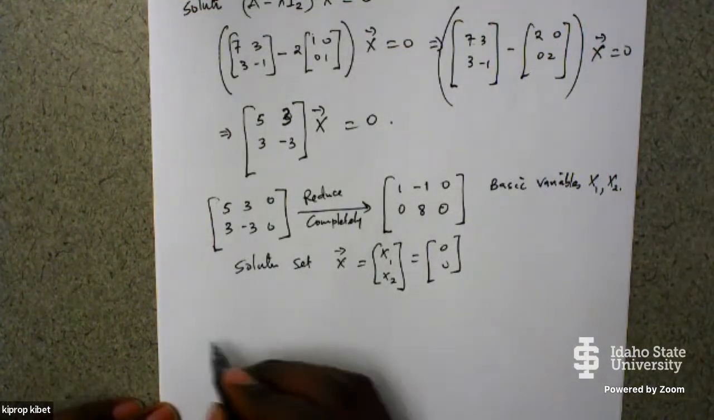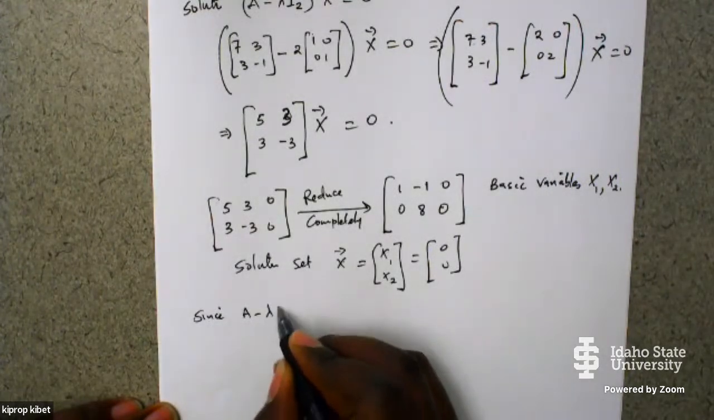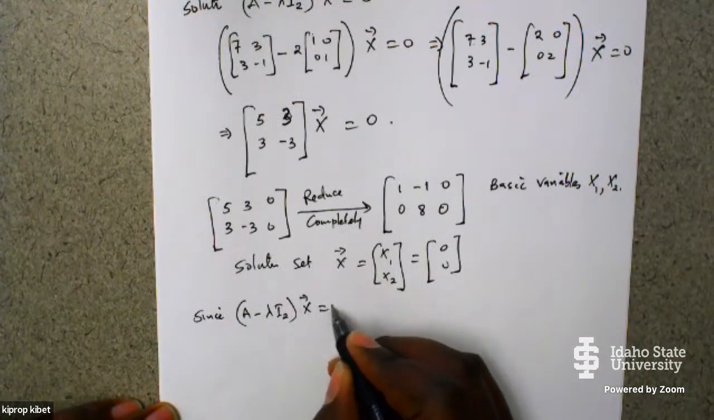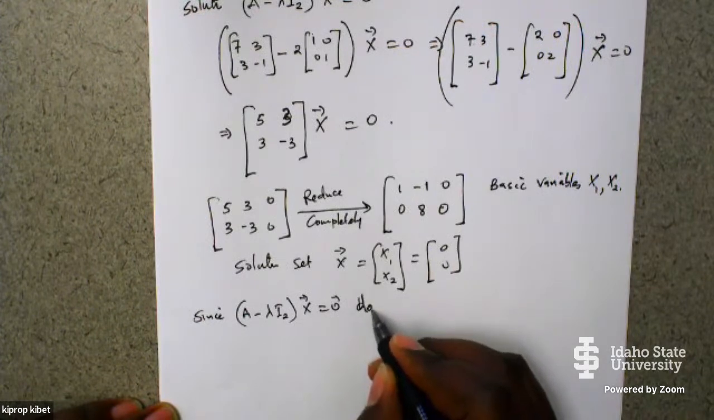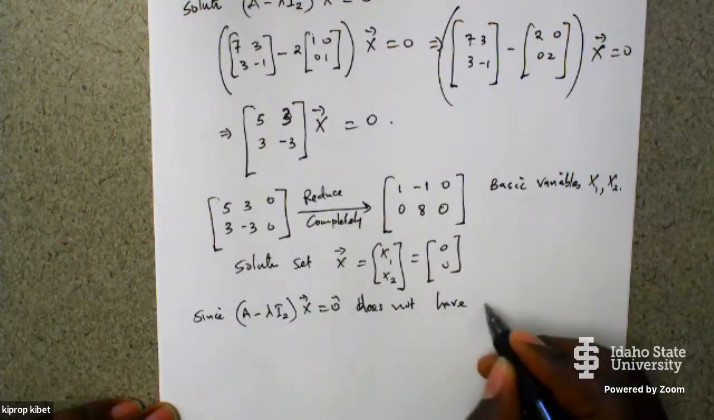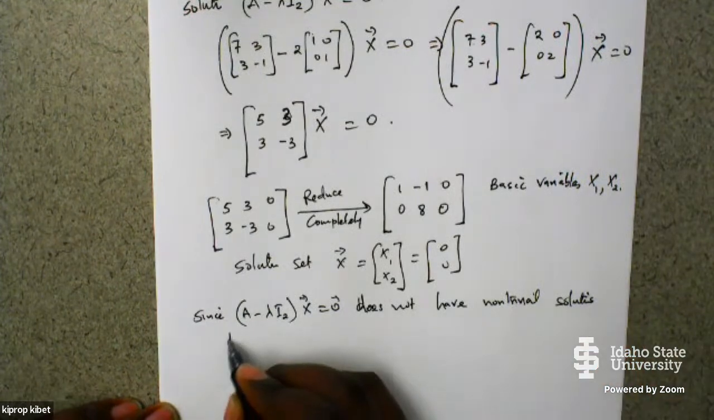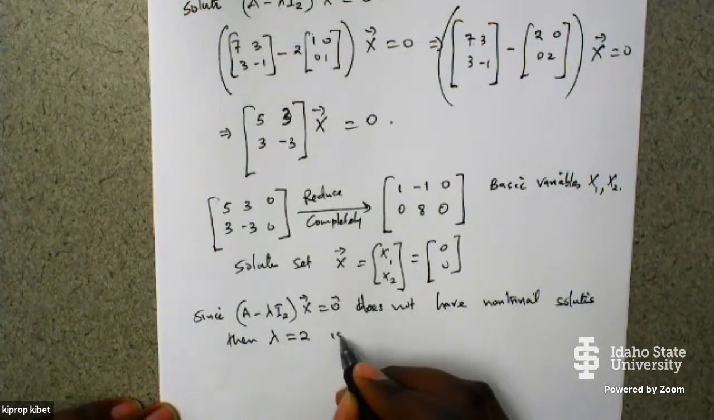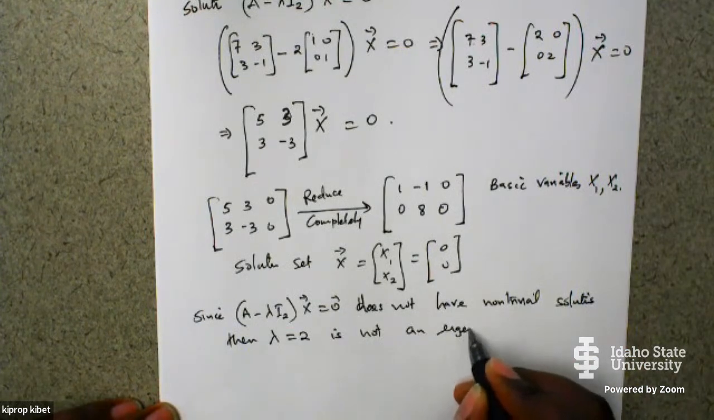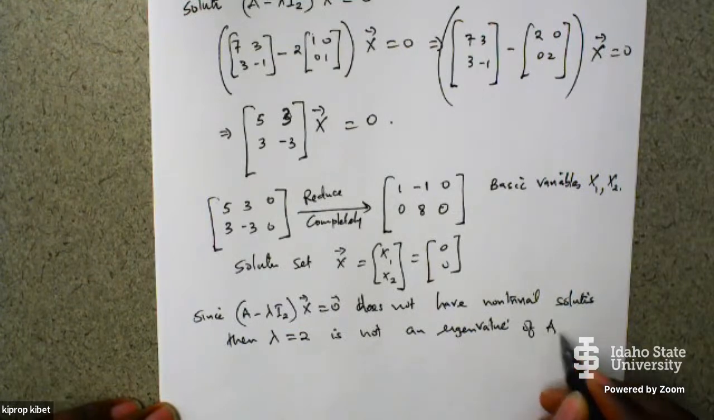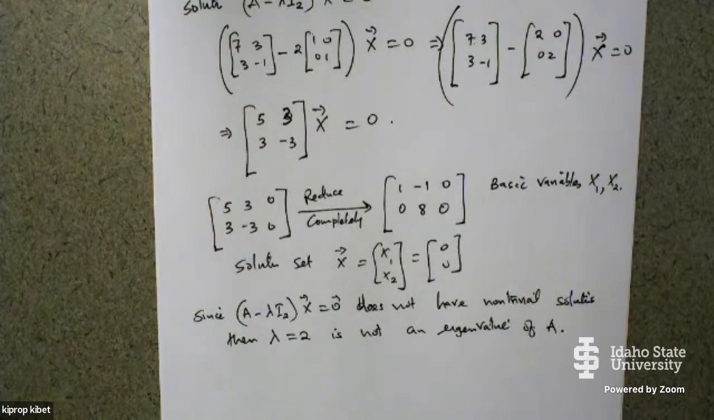And so therefore, since (A minus lambda I) x equals 0 does not have non-trivial solutions, then lambda equals 2 is not an eigenvalue of A. So you can just say, since this one is giving us the trivial solutions only, then lambda is not an eigenvalue.